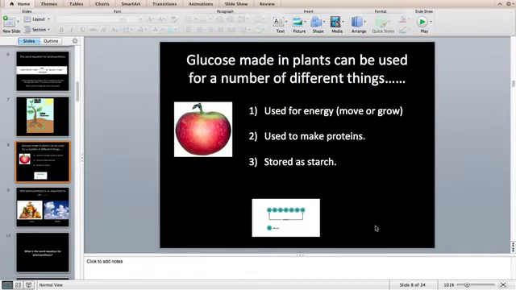Now, the glucose made by plants, girls, can be used for a number of different things by the plant. It can be used for energy straight away. It can be used to make proteins as well in the plant. Or it can be stored as starch. So just like we store fat if we take in too much food, if plants do too much photosynthesis, they will store the excess food as starch. What starch is, girls, is loads of glucose molecules joined together like a big massive chain.